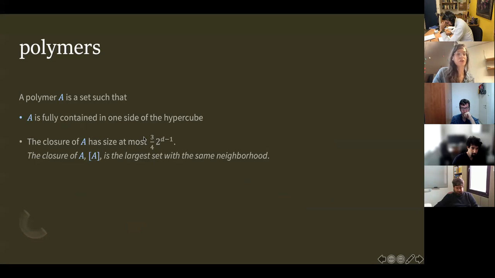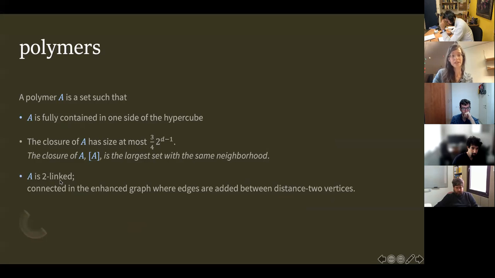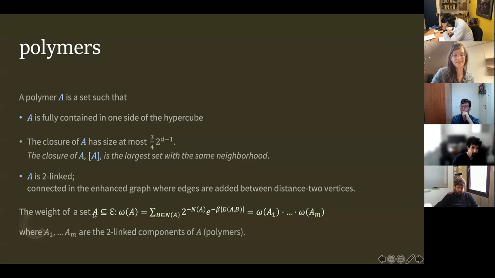Okay, so we have some restriction on the size of A, and we want A to be two-link. So we want its vertices somehow, the two-graph, to be connected in some sense. Okay, and then we get that every subset. Now A is just a subset; it's not a polymer anymore. So any subset, due to these properties, can be written: the weight of every subset that is contained on one side can be written as a product of the weights of its relevant polymers. Of course, if A is not too large, otherwise.